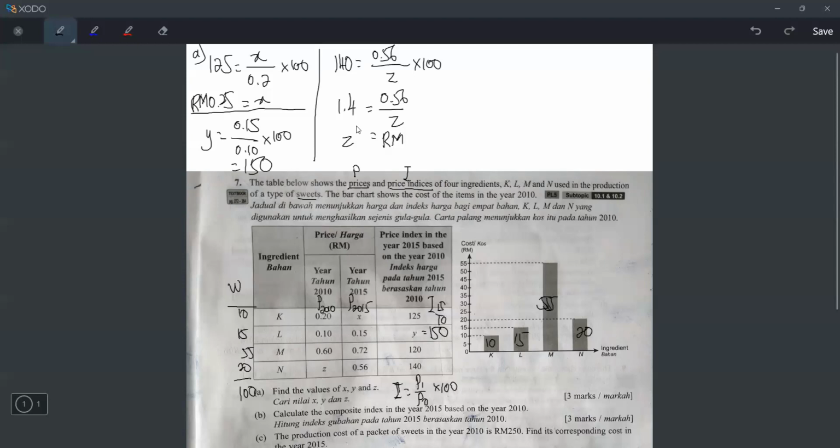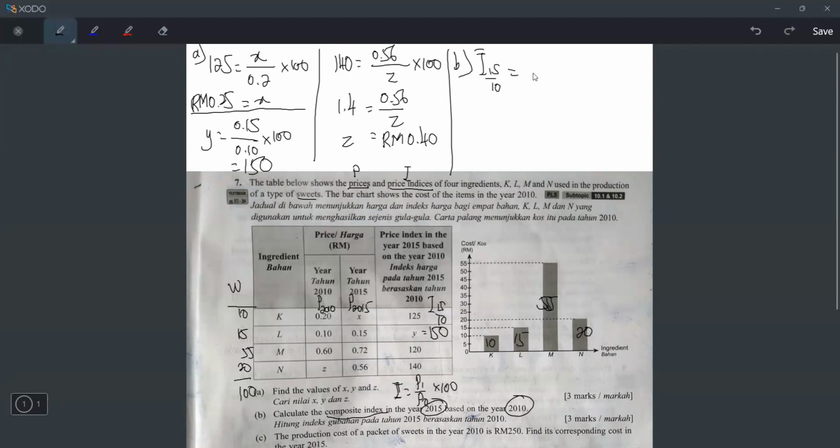Please remember to write RM for X and Z because they are prices, but for Y no need because it's a price index. Next, let's continue with B. Calculate the composite index, the I dash, for 2015 based on 2010.